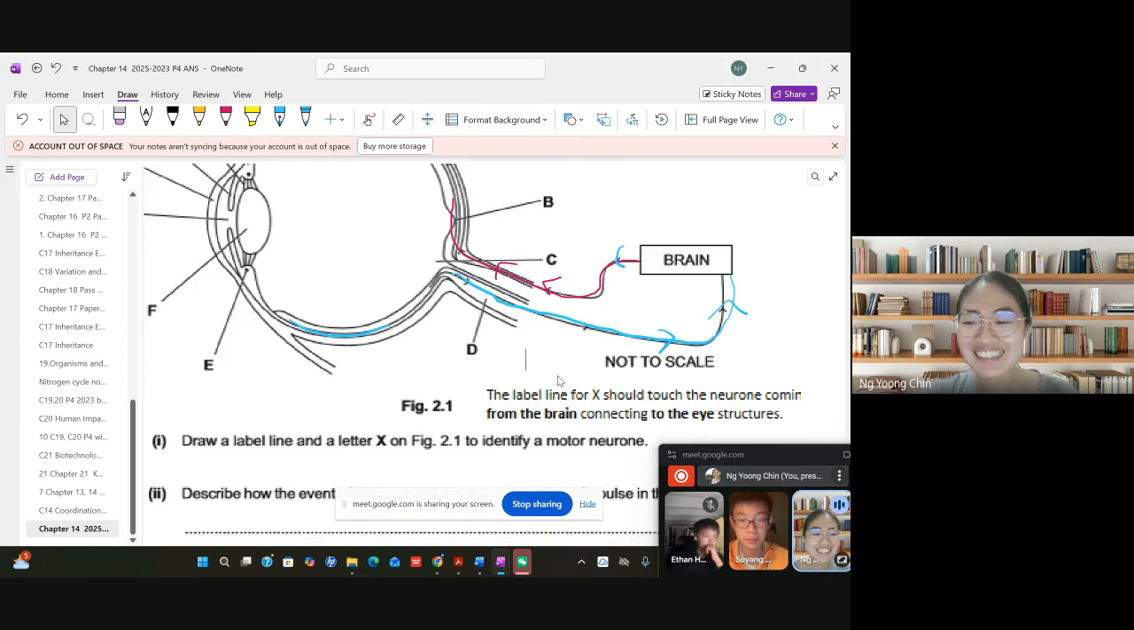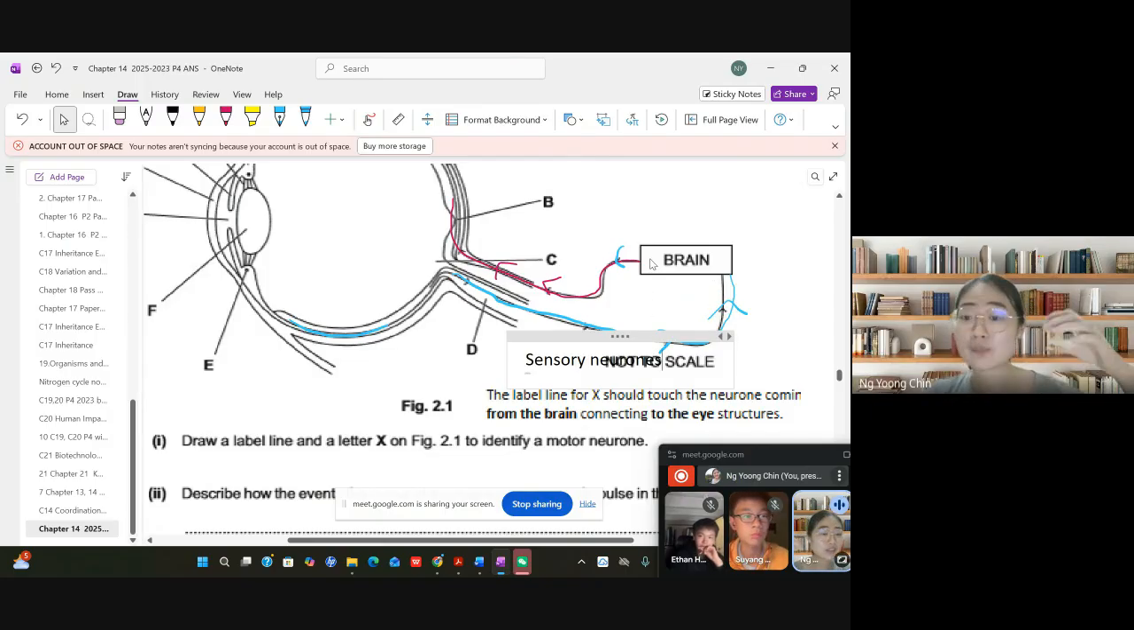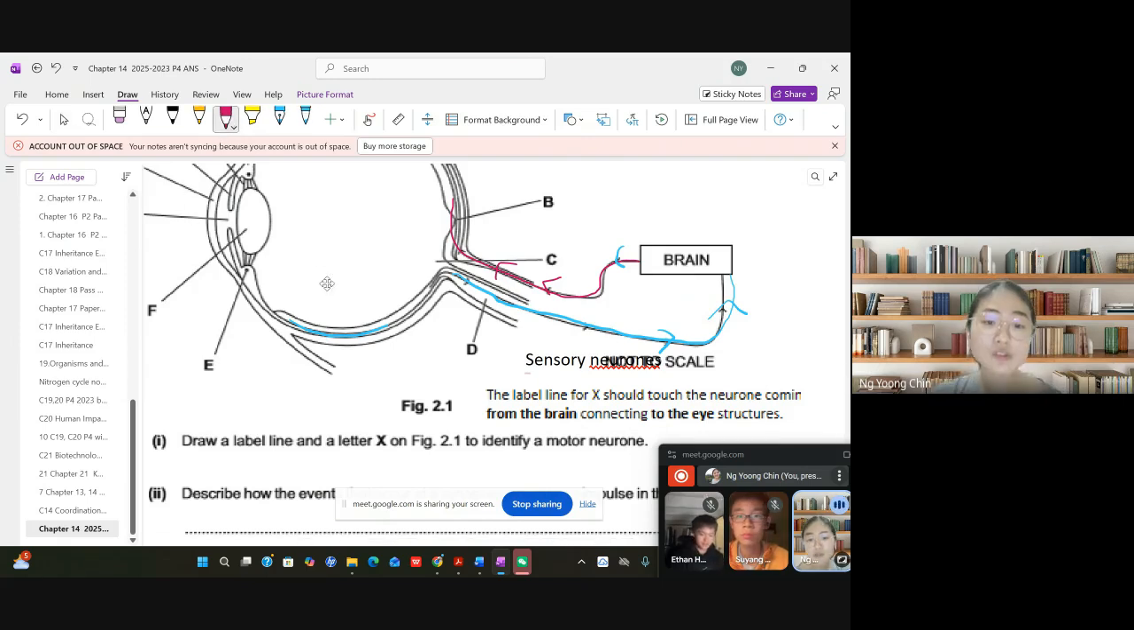Okay, the answer is the blue line. Blue line, it is the sensory neuron, right? Because for sensory neurons, you can see the arrows. The arrow is the impulse transmitted to the brain. So it's sensory neurons. Later the brain will process the information and then send out the impulse. So this red line will be the motor neurons. So that's why you should label it.